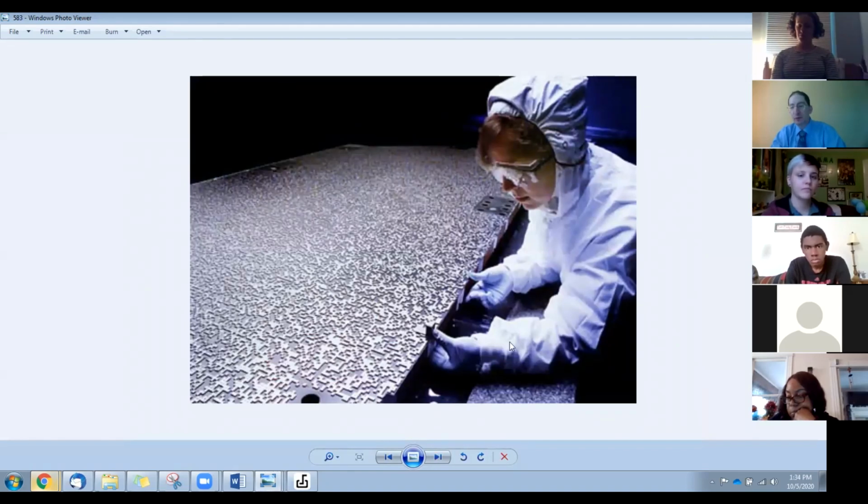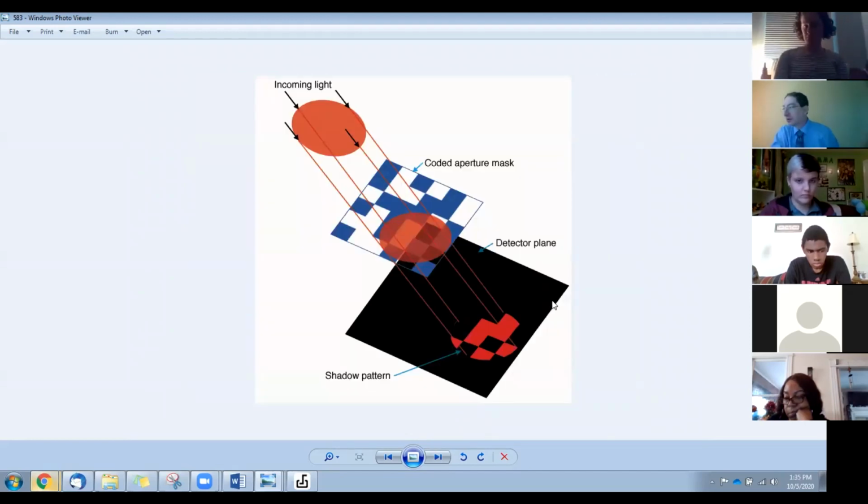And here's an example of one that they put over the front of the spacecraft. It's a unique pattern. There's no part of it that replicates. And it blocks half the light. You lose half your gamma ray light, but the rest comes down and casts a shadow on your detector.